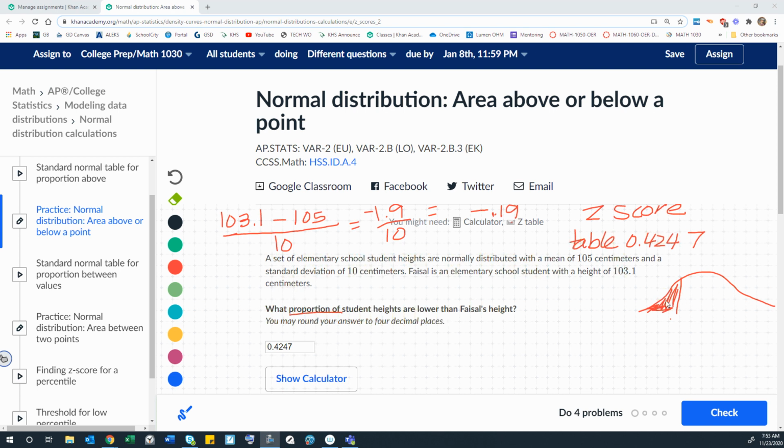This is my normal distribution shaded below, like we see at the top of that chart. And so if we want to know the proportion of students that are lower, that should be the answer. So now we're going to check and see if we got it. Cool.